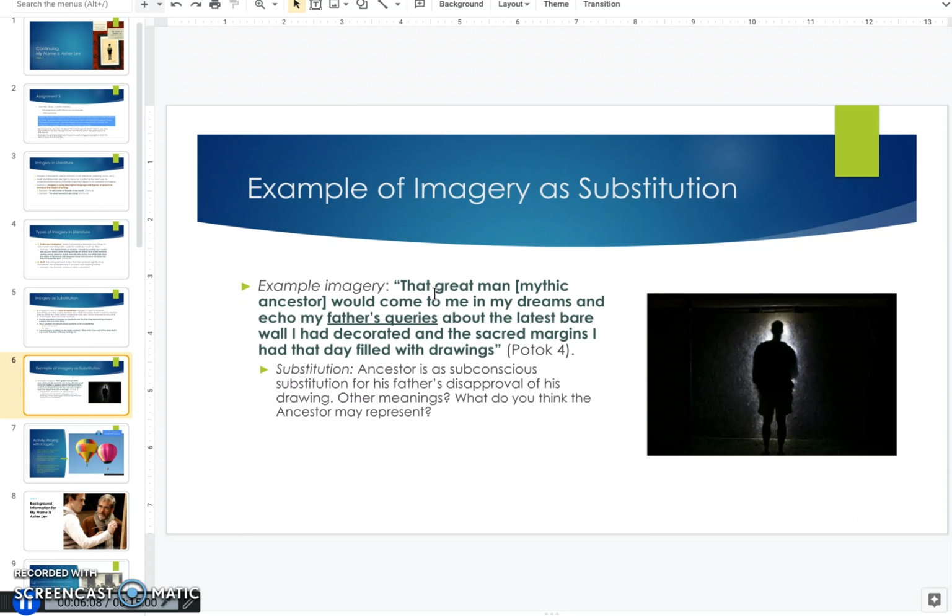Notice the connection here. Asher's associating the mythic ancestor with his father's disapproval. This mythic ancestor is almost being a substitute for his father. Instead of just dreaming about his father being mad at him for drawing, he's substituting his father with this mythic ancestor. For Asher, this substitution is kind of subconscious. I'm giving you what I think is a straightforward interpretation, but there could be other interpretations behind this symbolism.